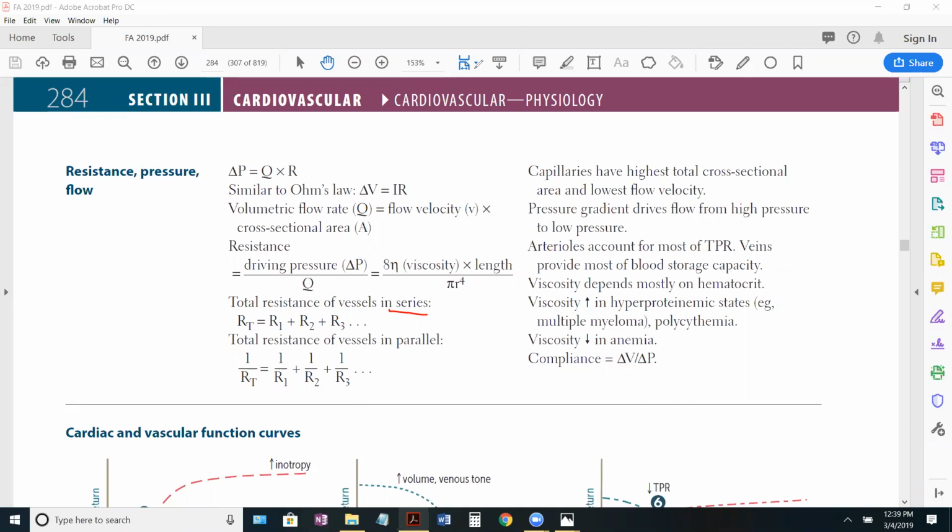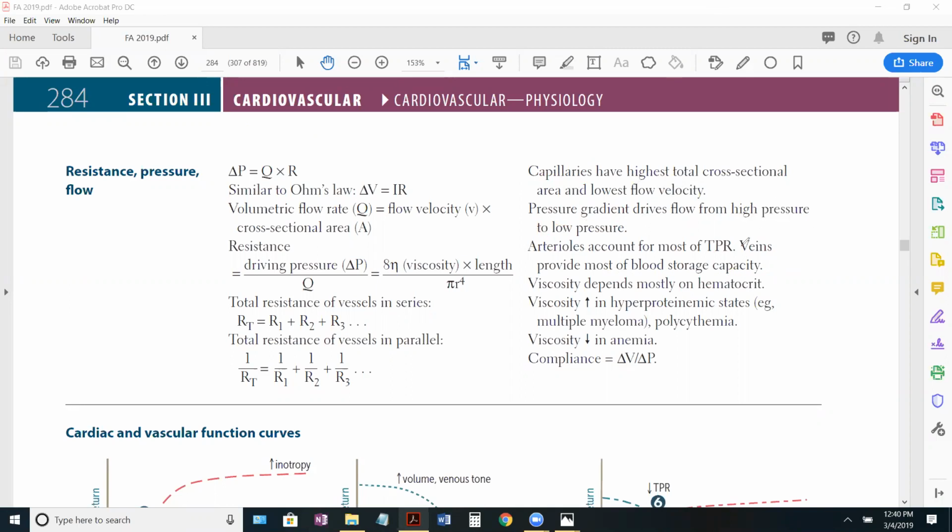So that's why the blood pressure in the mother is a little bit lower. By providing an additional pathway for the blood, you decrease the resistance that is suffered by the blood and you decrease the pressure. That's how they always go hand in hand. So capillaries have the highest area, and pressure gradient drives the flow from high pressure to low pressure. And remember, arterioles are the most resistant vessels, and veins are the ones where most of the blood in our circulation is present.